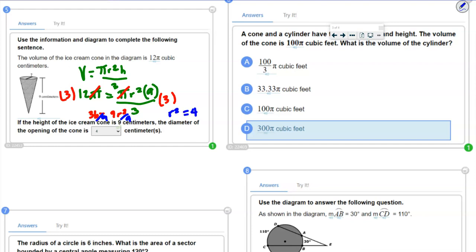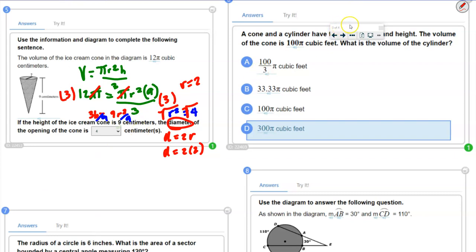So take the square root of both sides. So r is equal to 2. And it asked for what? The diameter, not the radius. So diameter is equal to 2 times r. So the diameter is equal to 2 times 2, and that's why the answer is 4.